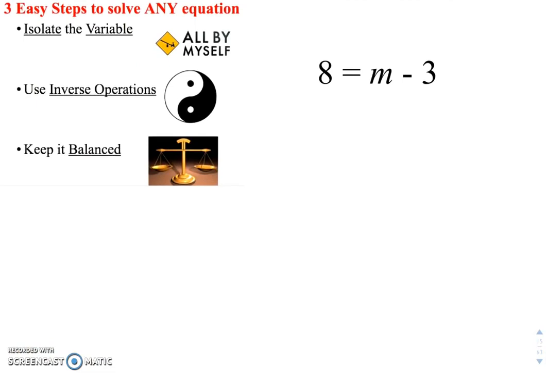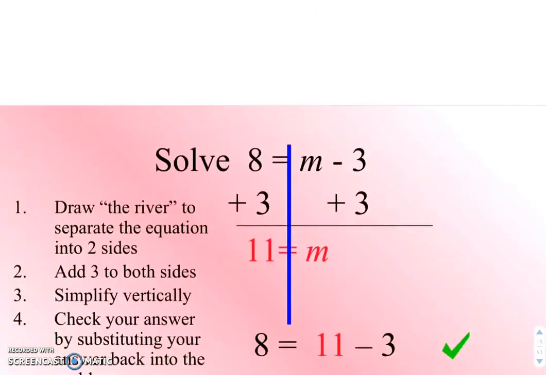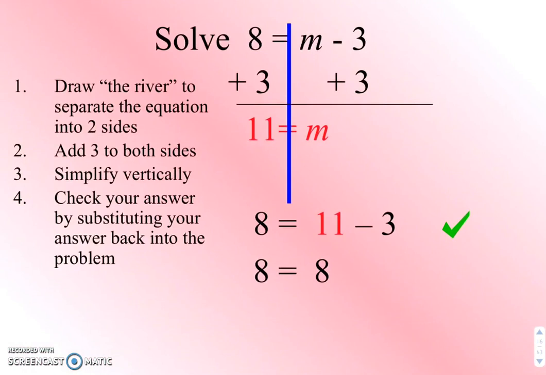Copy down 8 equals m minus 3. Pause the video. In this one, did you isolate the m by using inverse operations and add 3 to both sides to get 11 is equal to m? Then to check, did you replace the m with an 11 to see that 8 is equal to 8?